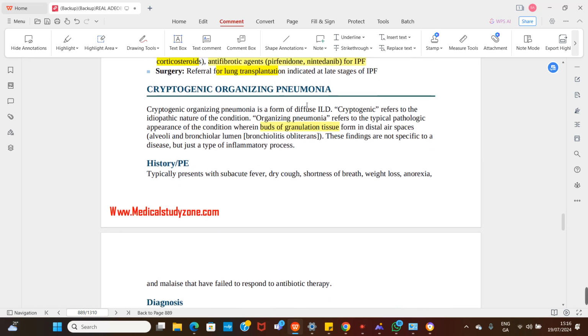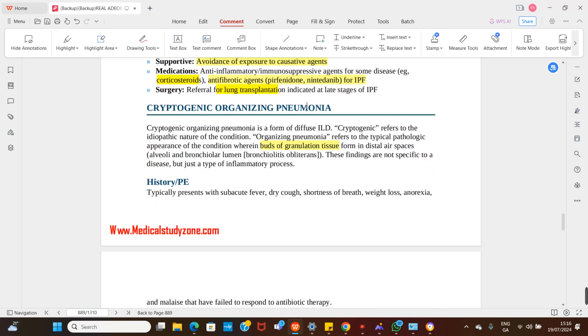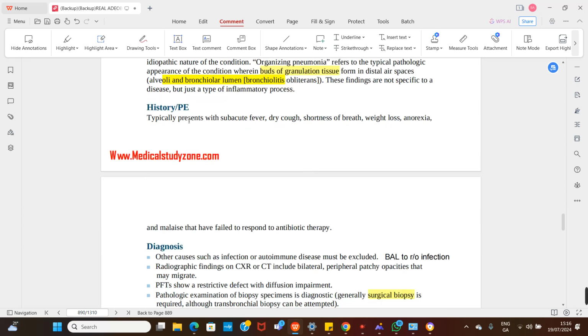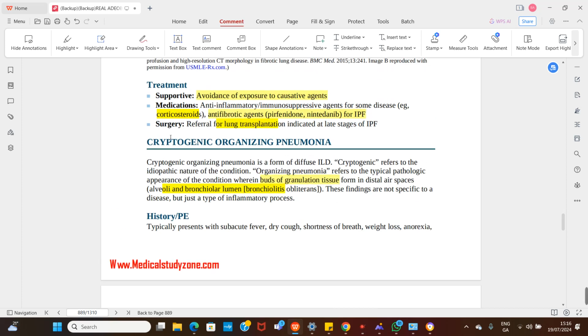Cryptogenic organizing pneumonia is a type of ILD, and this one has granulation tissue located within the alveoli and the bronchial lumen. That's just it. Granulation tissue is just settling within the alveoli and the bronchial lumen. You will notice that the patient is going to have pneumonia-like features: fever, difficulty breathing, shortness of breath, malaise, which will not respond to antibiotics. That should raise your suspicion for cryptogenic organizing pneumonia.